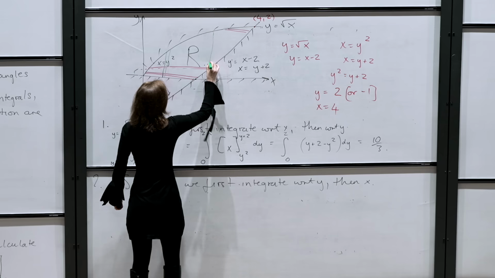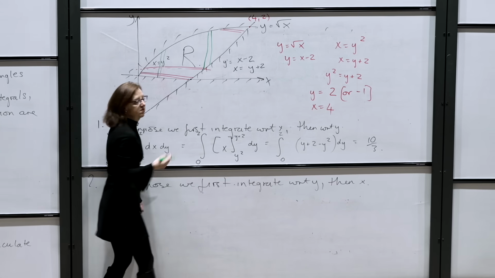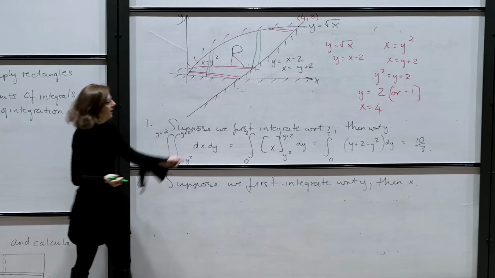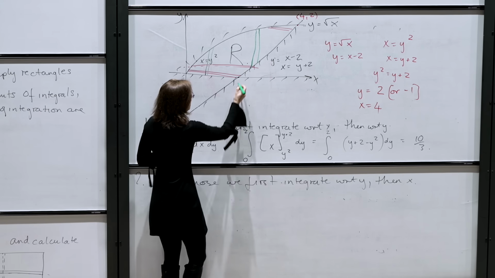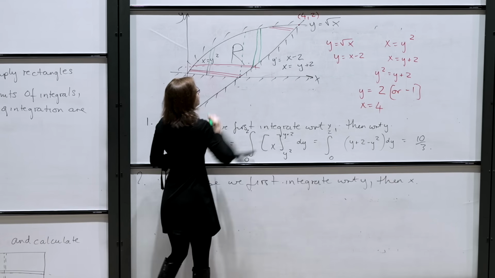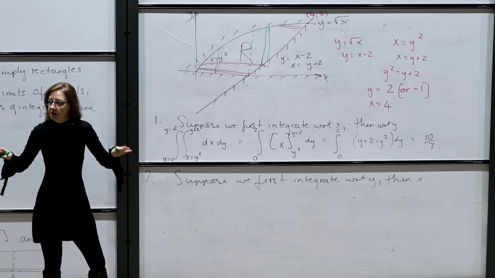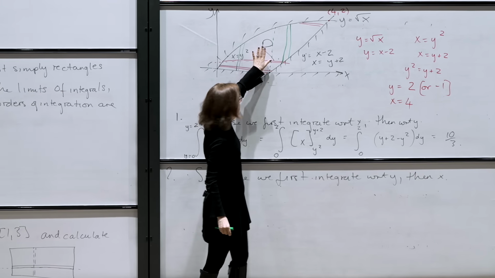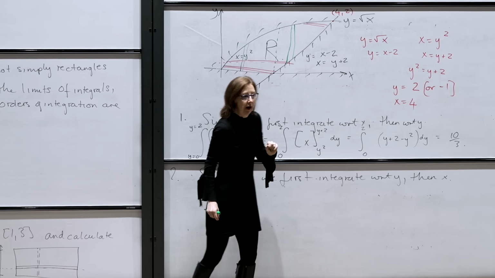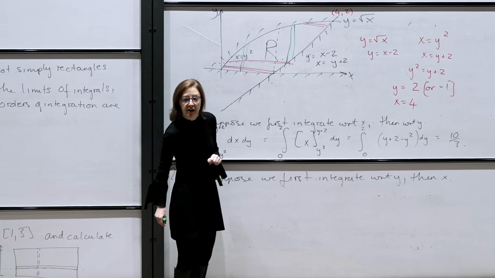And now my lower limit has changed. Now, it's not that hard. We can certainly do it. But what I'm having to do now is split my domain into 2 parts. So at this point, this is where I can use that property of domain splitting, that the integral over R is the same as the integral over this bit plus the integral over this bit. And the limits on my integrals have changed.